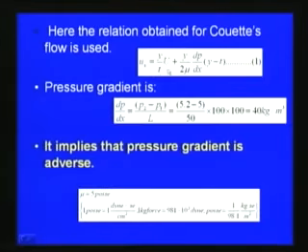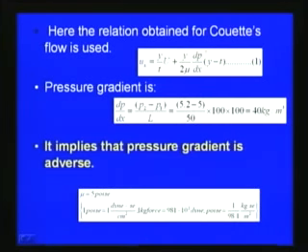As we have seen in the previous derivation, we have derived an expression for the velocity. So, that expression we can directly utilize here. Here, the relation obtained for Couette-type flow is directly used. So, the expression is u_x is equal to y by t into U plus y by 2 mu dp by dx into y by t.